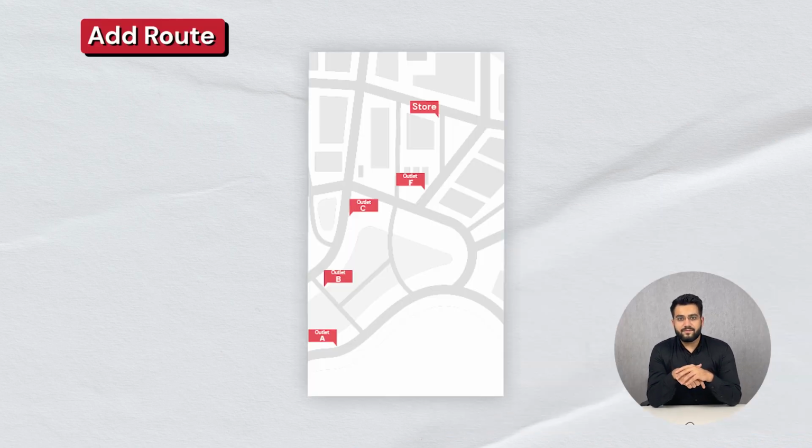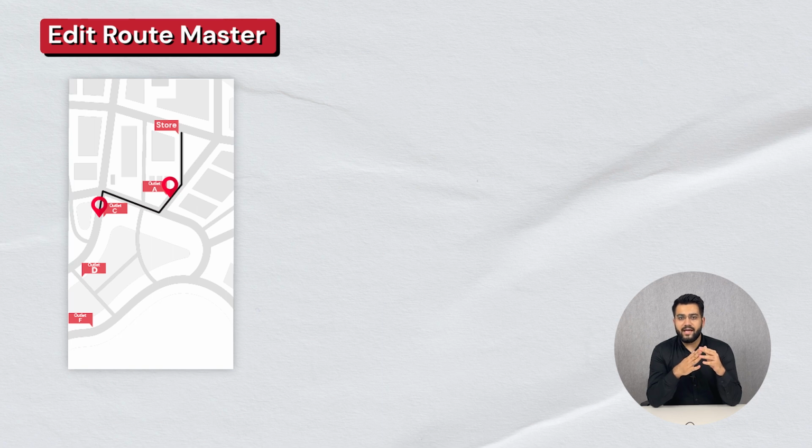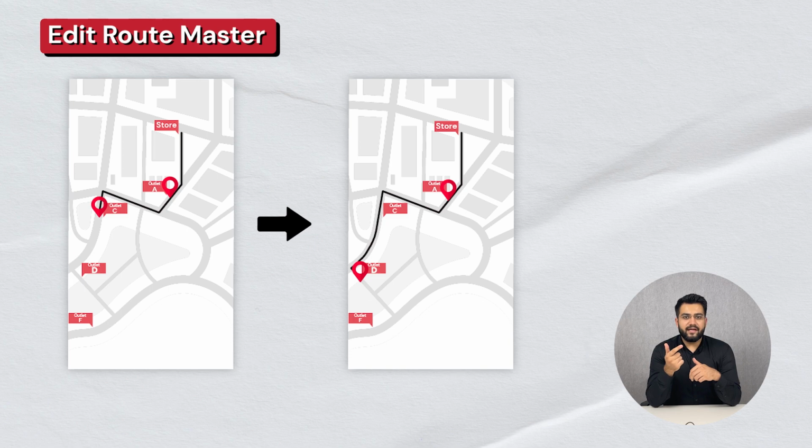Let's take an example. If I have two trucks and the first truck is supposed to go to outlet F after outlet A, then I can design a dispatch route like so. In another scenario, let's take an example where a truck was going from outlet A to outlet C, and now I want to edit it and make it outlet A to outlet D.